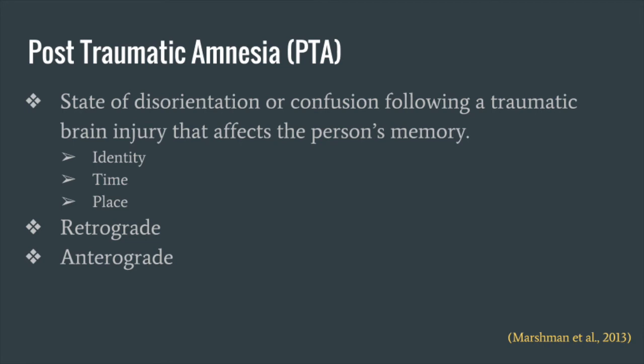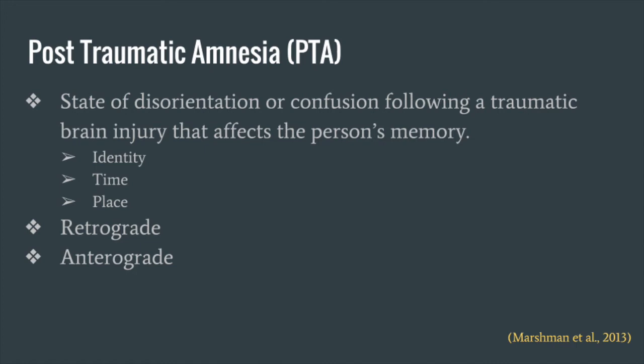Post-traumatic amnesia is the period of disorientation or confusion following a traumatic brain injury in which a person's memory is affected. After regaining consciousness following a traumatic brain injury, the brain takes some time to become fully conscious again. This recovery period can last for a few minutes, hours, days, or even weeks. It can affect the person's recall of events that have taken place before or after the injury, their own identity, and/or sense of place and time.